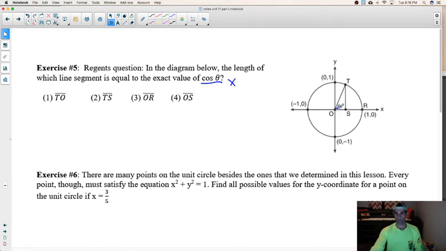And now what is the x distance? The x distance is OS. And that's simple as that. All right, exercise number 6.